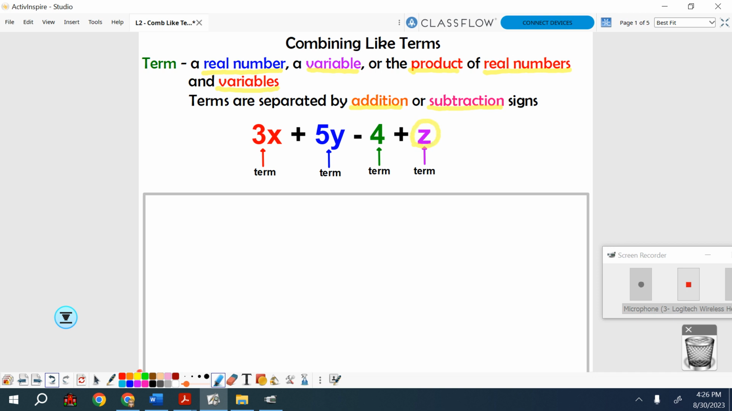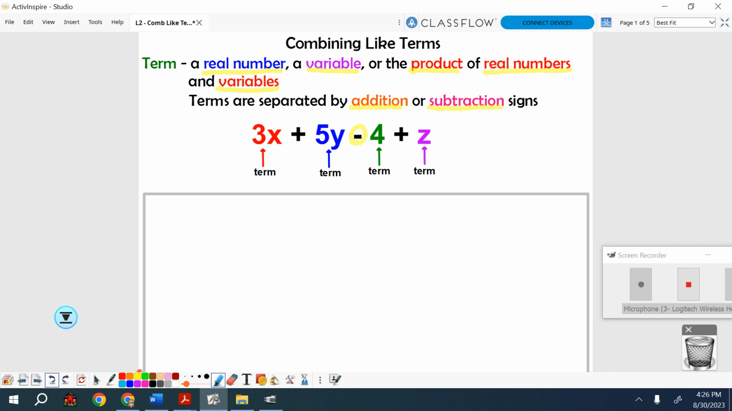And then lastly, when we have the product of real numbers and variables, that's when we're going to have a situation like this, where we have a number, a coefficient, being multiplied by a variable. Now, terms are going to be separated by addition and subtraction signs. That's why when I said this was the real number, I changed my mind, because the subtraction sign is actually what's separating our terms. So our terms are going to be the things that are in between the addition and subtraction signs.